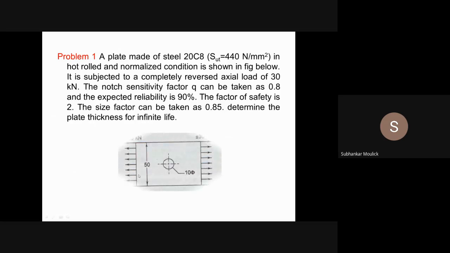But this problem is a bending problem or a torsional problem or an axial loading problem. Please tell me, in this problem, what is happening? Whether it is an axial loading problem, a bending problem, or a shear stress problem. Axial. Yes, if you see in the diagram, at both the ends of the plate, axial variable load is applied.